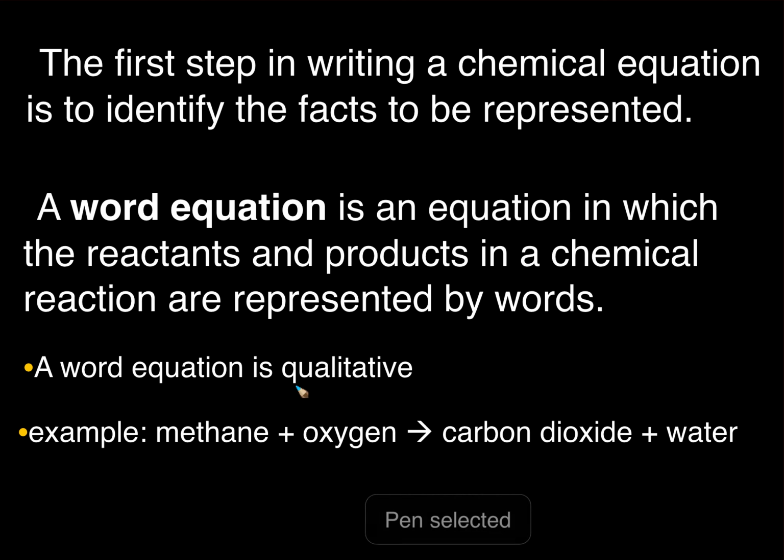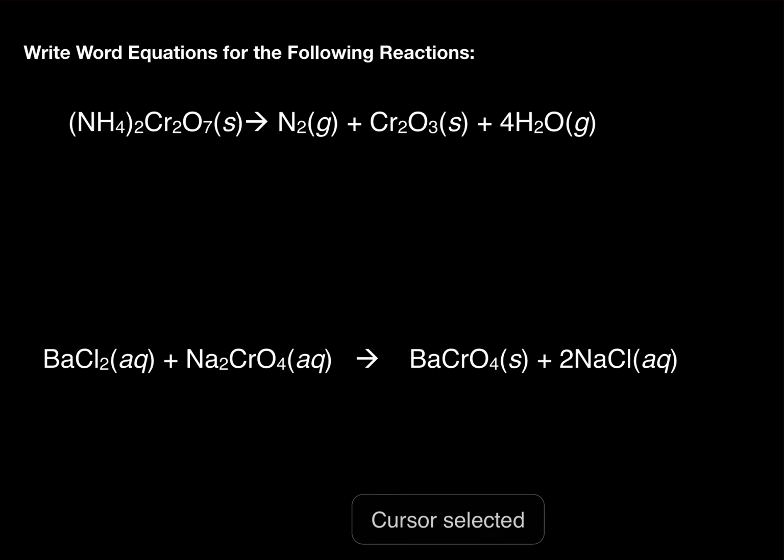And we know qualitative, we're not going to use any numbers. So, an example: methane plus oxygen will produce carbon dioxide and water. And we'll do a few more examples on the next page. It says, write word equations for the following reactions.